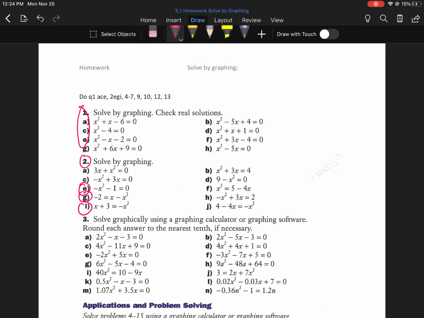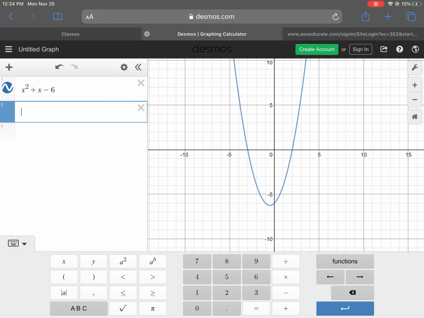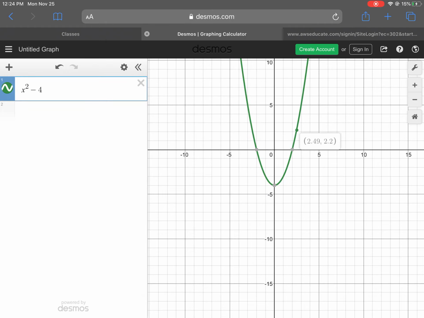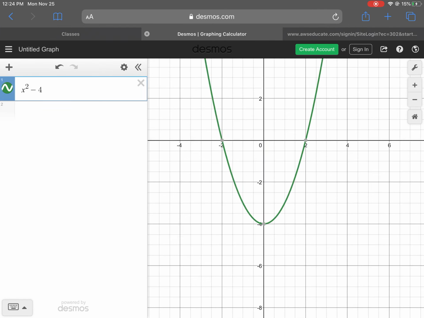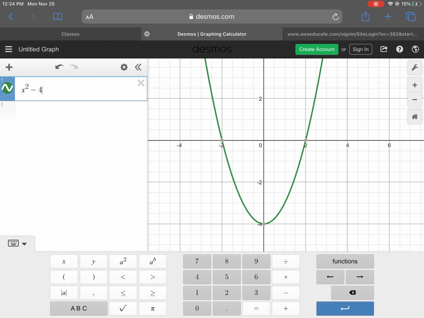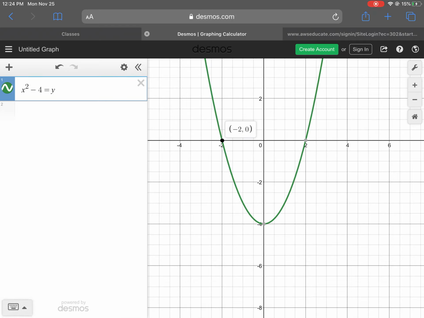Let's graph another value. Let's do C, x squared minus 4. Let's get rid of that. I have two values where, by the way, let's just say equals y. Do you notice that my values are symmetric? It's right on minus 2 and 2. And do you notice that this is like a difference of squares? Take note that that's a difference of squares.